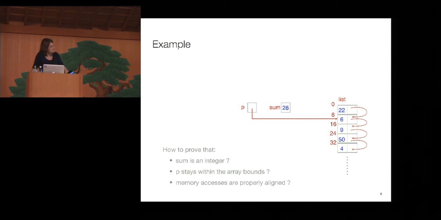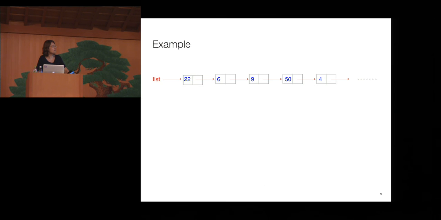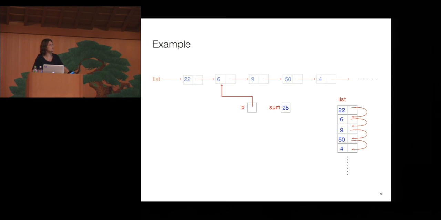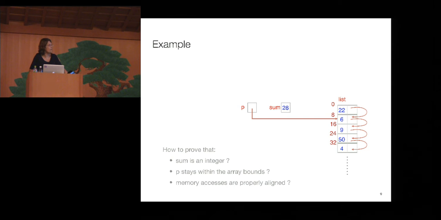And we want to have guarantees about this list. So we want our static analyzer to prove that, for instance, this sum variable we have written in our C program is an integer. We also want to prove that the P pointer we use to point to the current array cell stays within the array bounds, as there is no check in C for that purpose. And we also want to prove that memory accesses are properly aligned. For instance, here, in the array, I showed the alignment constraints we can have on the program.